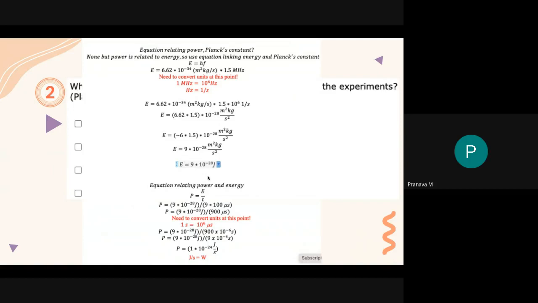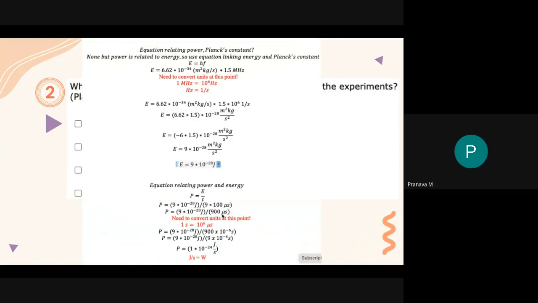So then once you have the energy, our original question was asking about power. So power equals energy over time. So you figured out energy was 9 times 10 to the negative 28. And then from the passage, you were told that there are 9 pulses that are 100 microseconds each. So you do 9 times 100 microseconds to get the total amount of time.